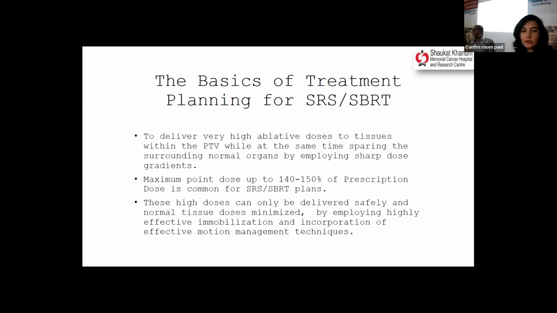And again, as you mentioned, the maximum point doses inside the PTV can reach up to 140 to 150% of the prescription dose. Those high doses can only be delivered safely, with dose to the normal tissues minimized, if we employ highly effective immobilization and incorporate effective motion management techniques, especially in SBRT sites like lung and liver.